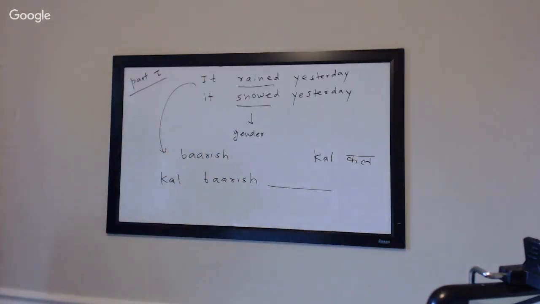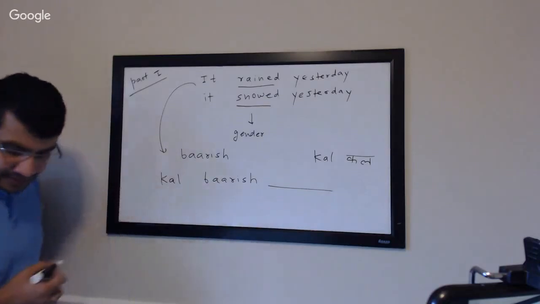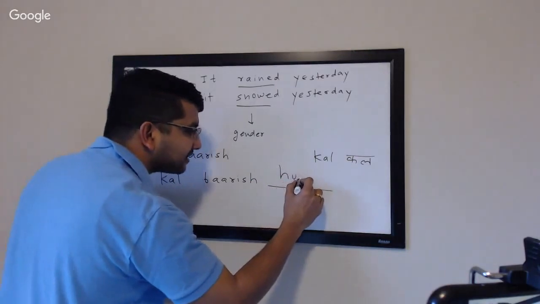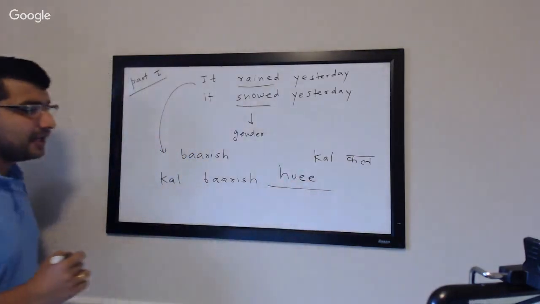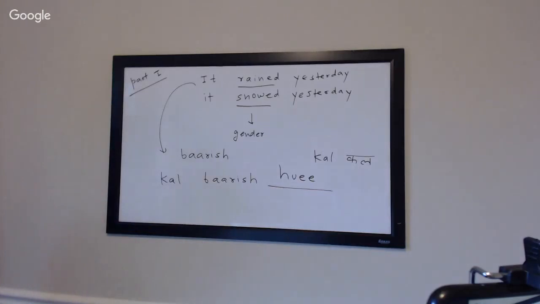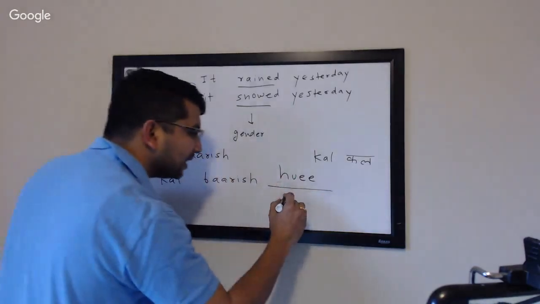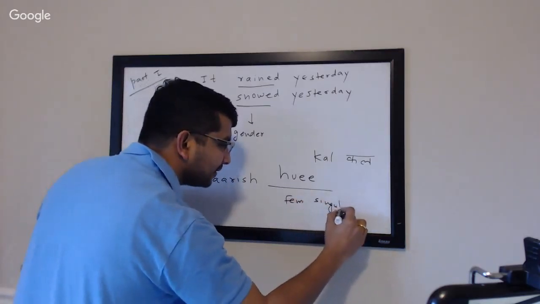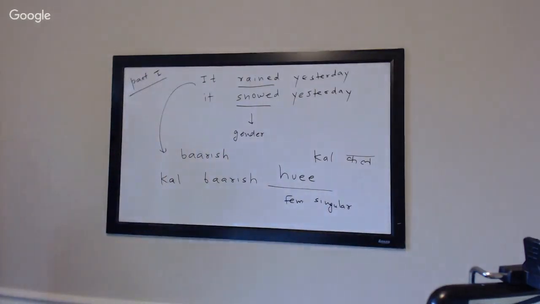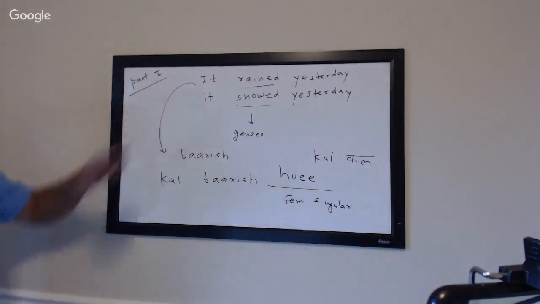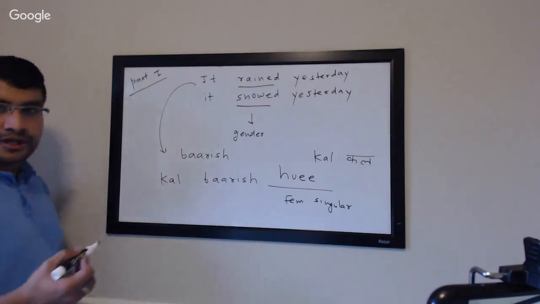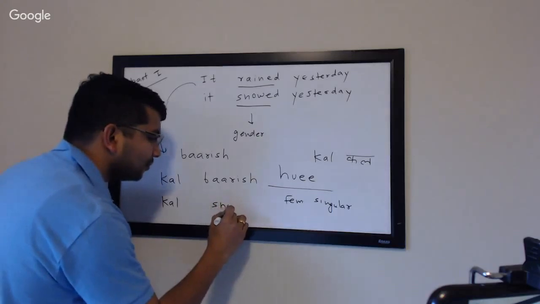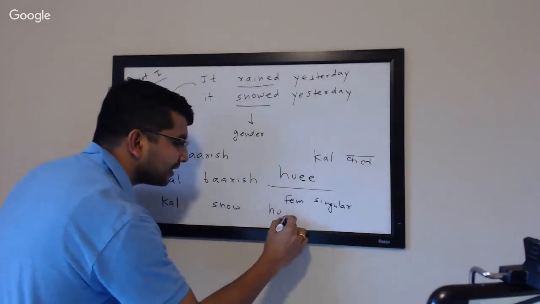Very good, right? So as you know, hui spelling can be a little bit tricky. In the textbook, they consistently use it as hui. But you are right, I know exactly what you're thinking. So think of it as kal barish hui, which is referring to feminine singular. Similarly, if you want to say it snowed yesterday, it will be kal snow, and you will say hui.